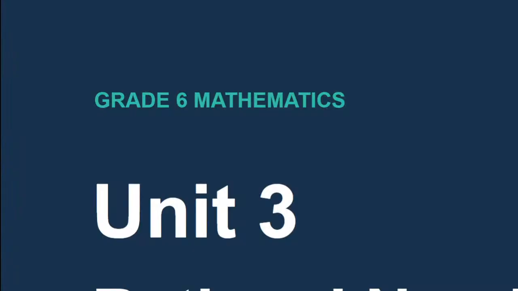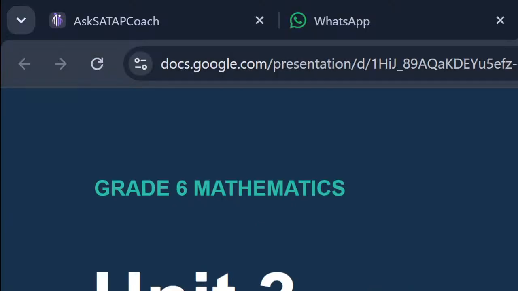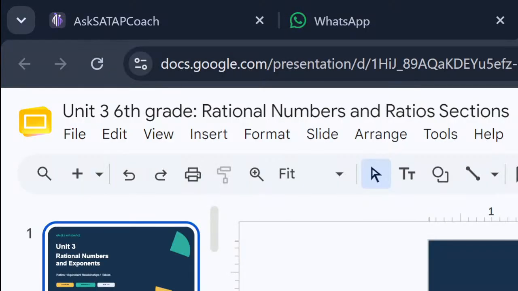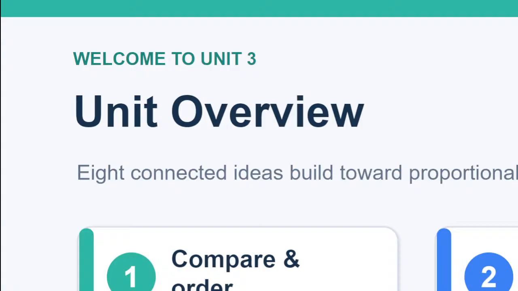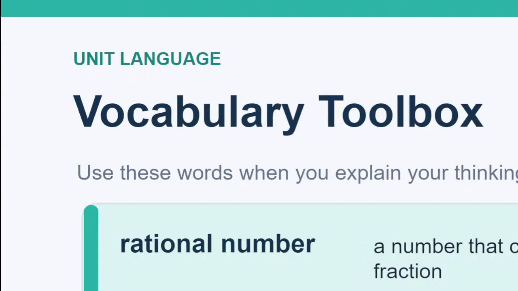Today's sixth grade math unit is rational numbers and ratios. Okay, this is the unit overview. This is the vocab box.